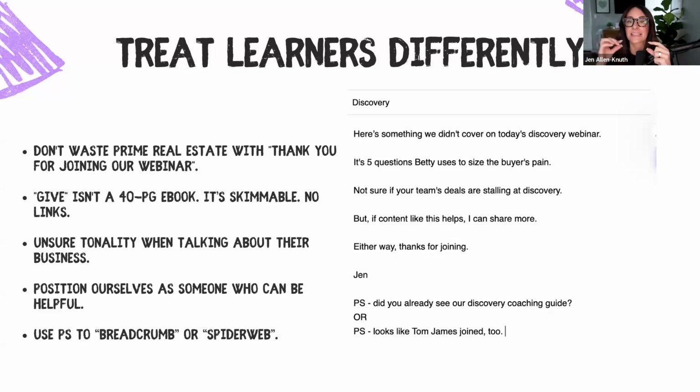Second line, this is a give, but this is not dropping a case study or a 40-page ebook. Our goal is to spark a reply and make it low effort. If a buyer has to open a 40-page document, the odds of them coming back to this email are quite low. So instead, we're doing something we can copy and paste within the email. Hey, it's 5 questions Betty uses to size the buyer's pain.